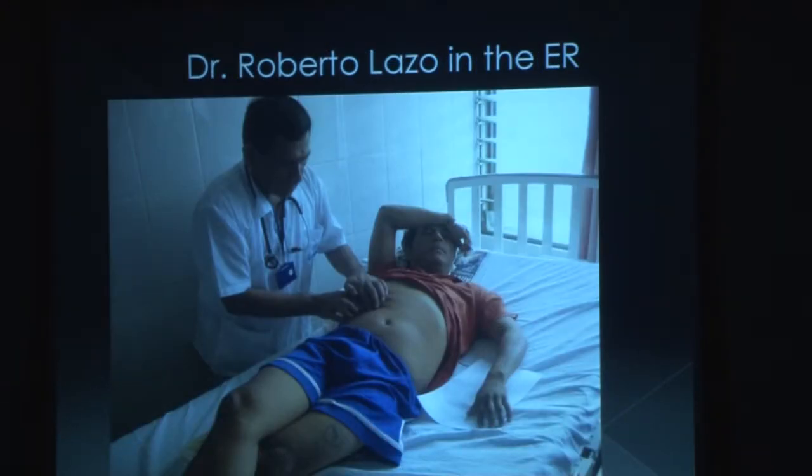This is an ER visit. Another friend of mine, Roberto Lazo, who's a very good ER doc. Last time I was there in January, I had a bunch of students, and one of the students spoke Spanish, so she went to translate with Roberto Lazo.